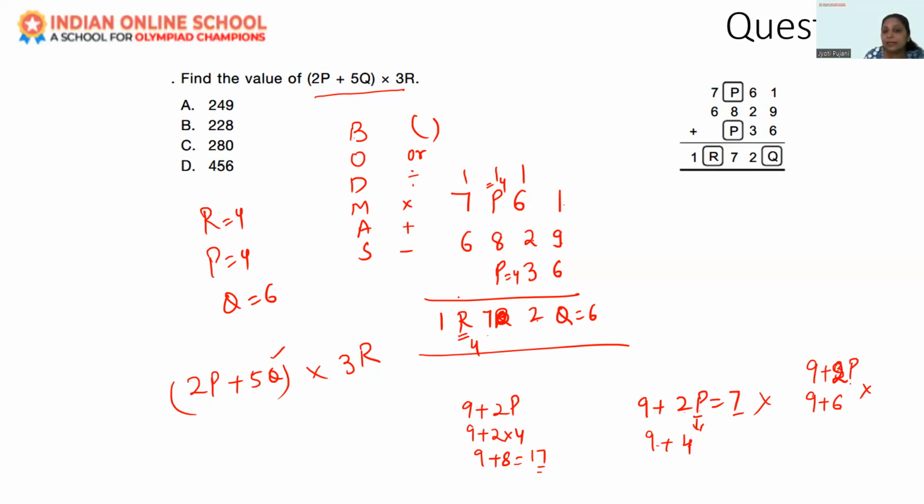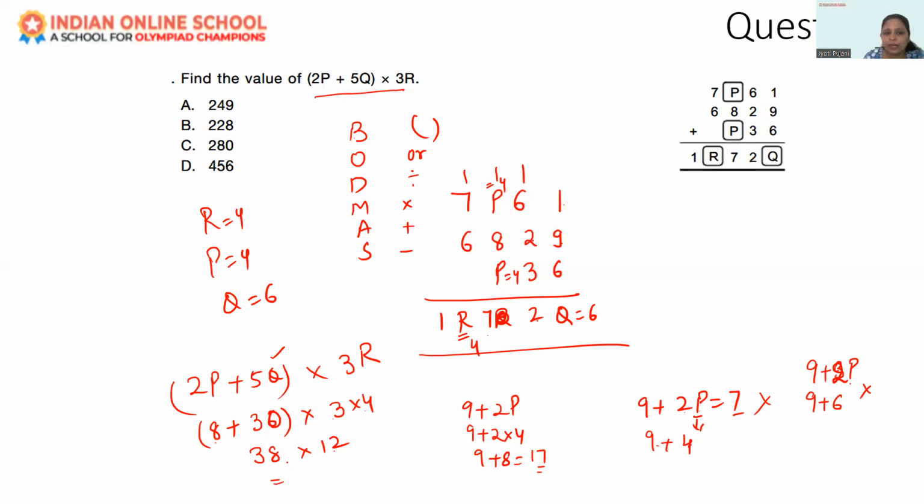2p means 2 multiplied with 4, that's 8. Plus 5q, 5 multiplied with 6, that's 30. Sorry, 5 times 6 is 30 here. Multiplied with 3r. So what is r here? I can see r is 4. 3 times 4 is 12. So 8 plus 30 is 38. Fine. Multiply with 3 times 4, which is 12.